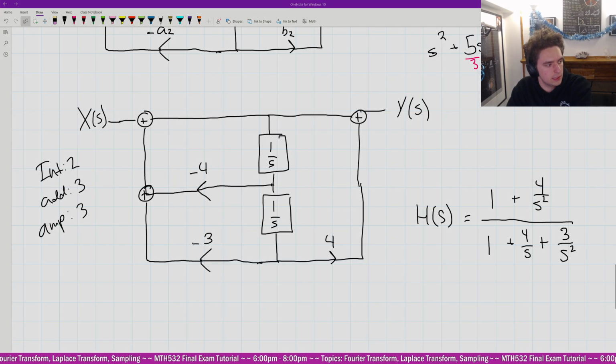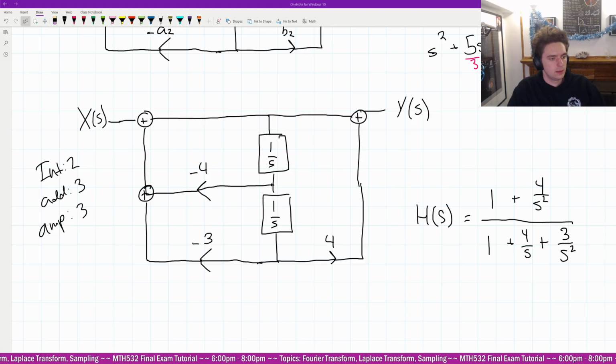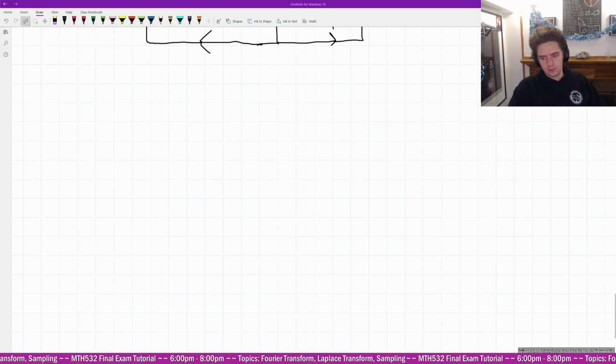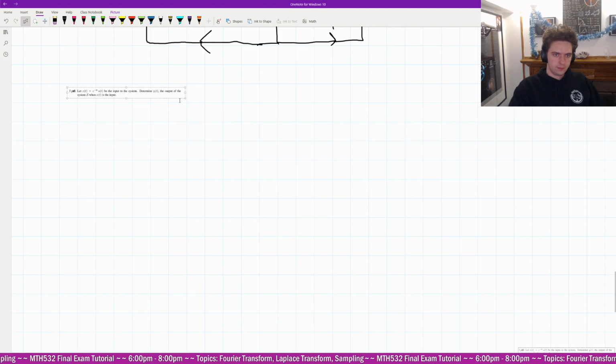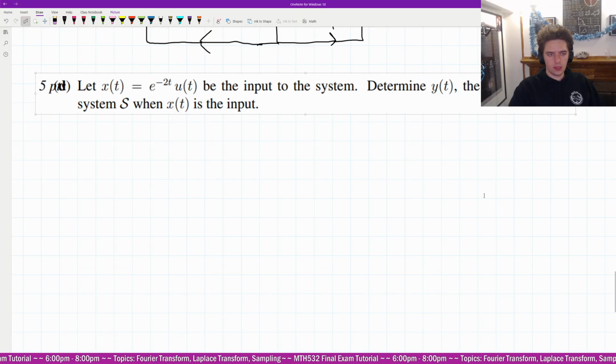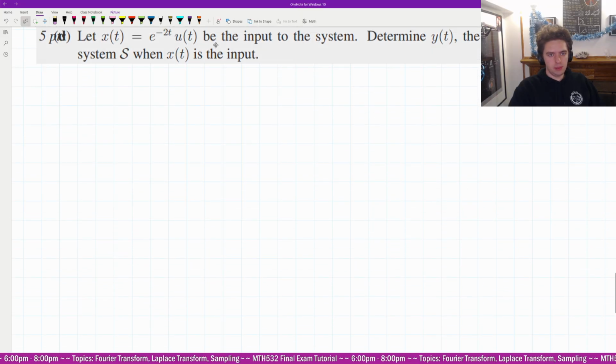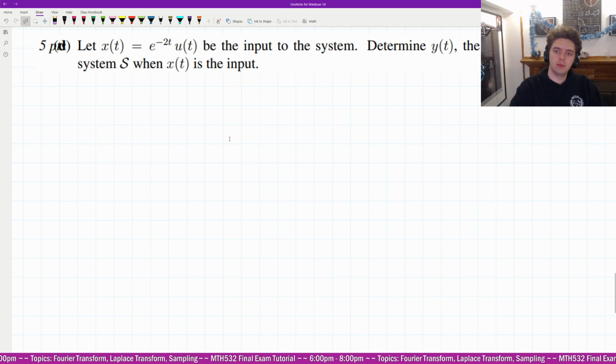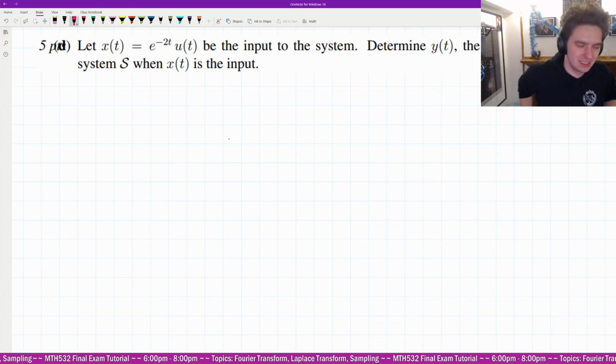Let's take a look at part D. Part D is: let x of t be that, which is the input to the system, determine y of t, the output of the system, when x of t is the input. It's nice when the questions are short, not a lot of words, easy to understand what's going on.